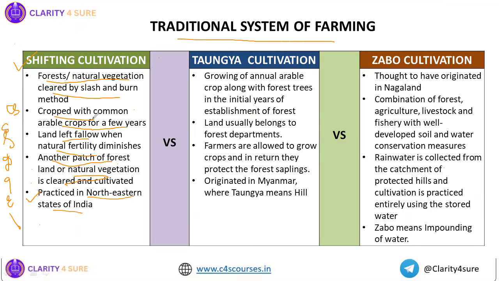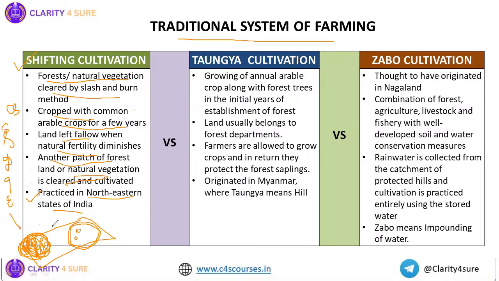So in shifting cultivation, a patch of the forest land will first be burnt, cleared off by slash and burn. Then in that patch of land, common cultivable crops will be planted, and this planting will be done for a few years. Once the natural fertility of that particular land diminishes, this patch of land will be kept fallow, and the cultivators will move to another patch of land. There again they burn that patch of land and cultivate.